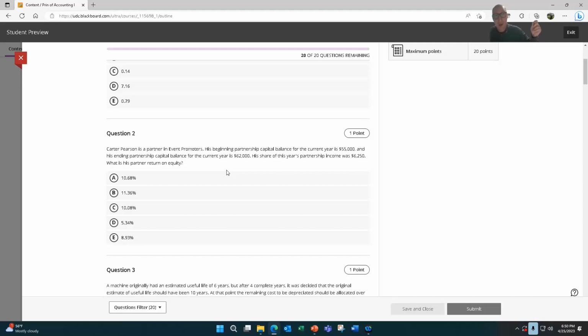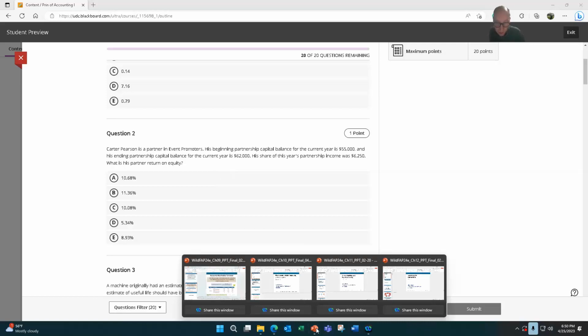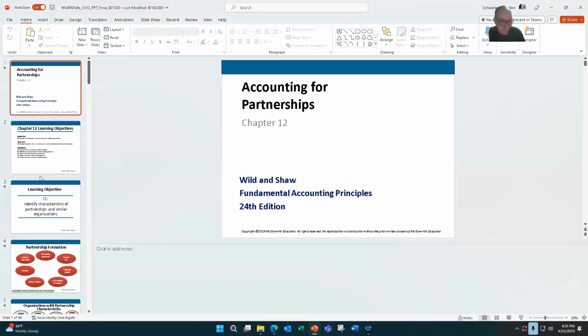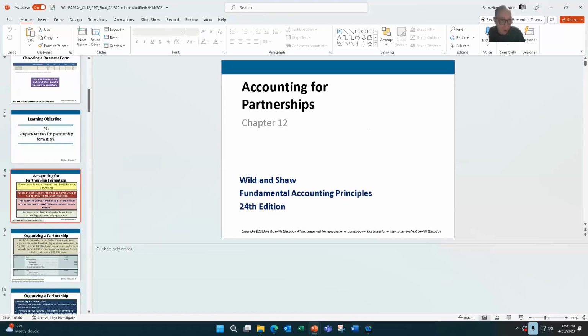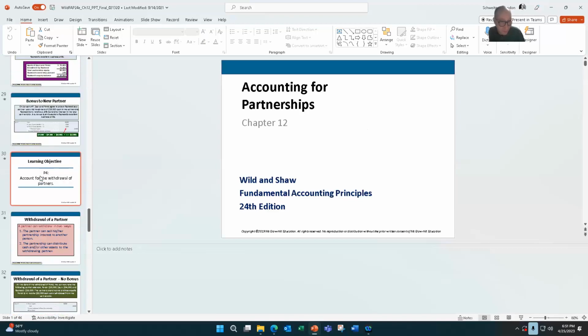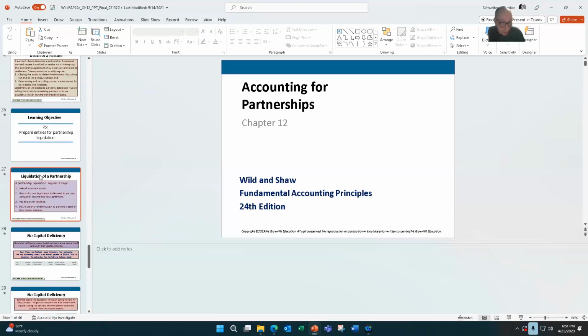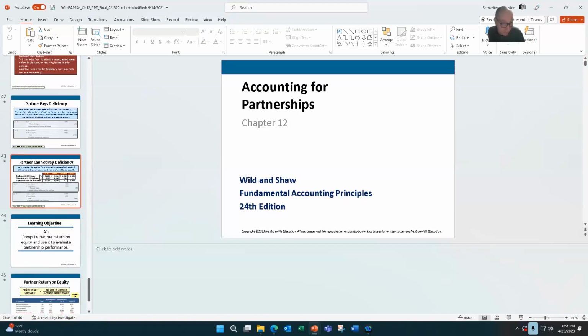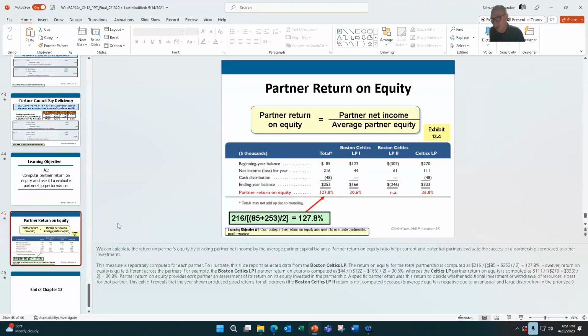Again, a definition question. If you know what the partner return on equity equation is, you can easily answer this question. So if I go to chapter 12, I'm looking for partner return on equity. I'm sure it's probably toward the back. Partner return on equity. Look at that. Here's the definition. Partner net income divided by average partner equity.